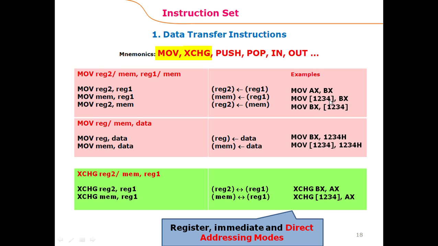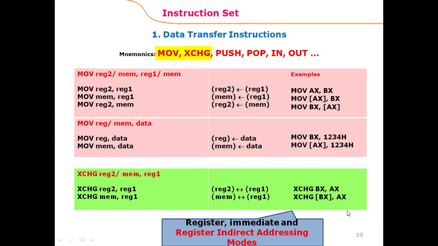Here the offset address is part of the instruction, here the offset address is part of the instruction, and here the offset address that is provided is part of the instruction. So the memory addressing mode used here is the direct addressing mode. In all of these instructions, only three addressing modes are used: register, immediate, and direct addressing mode. We can introduce other addressing modes in these instructions as well, and it is very easy.